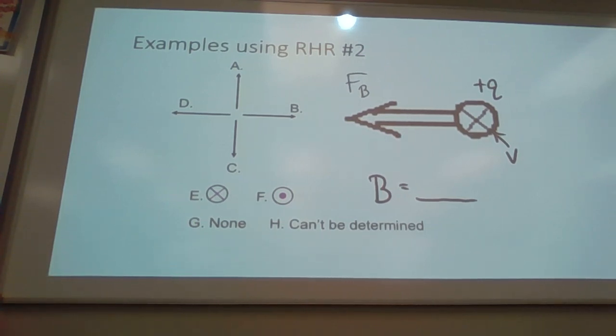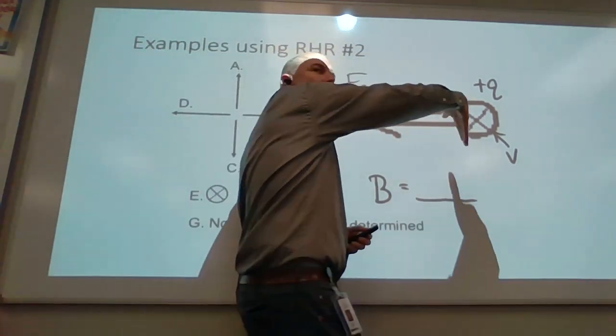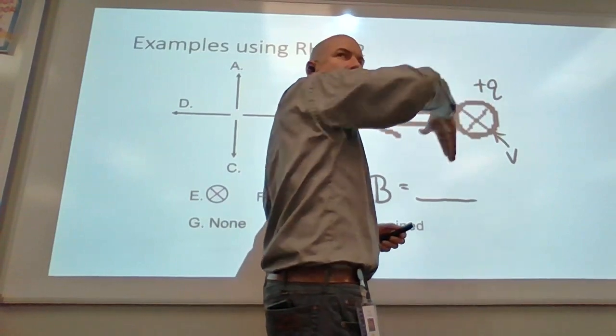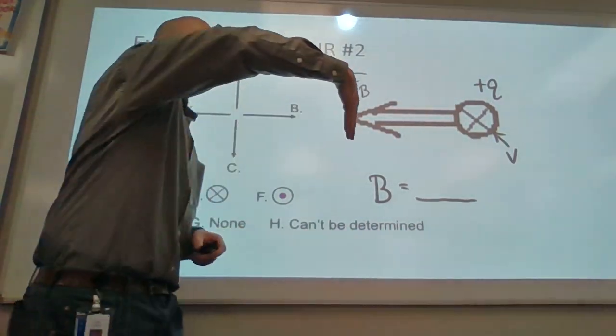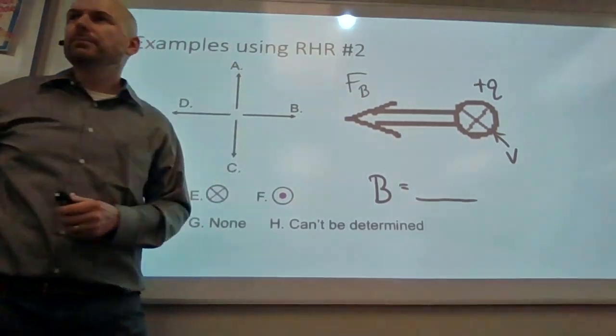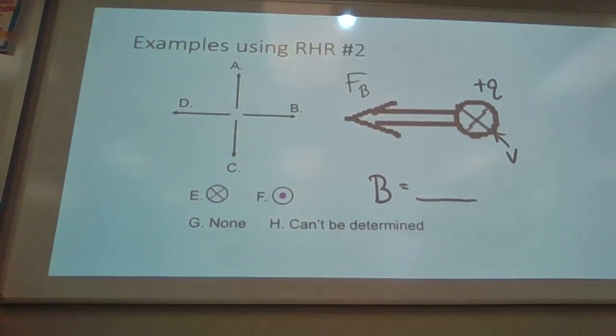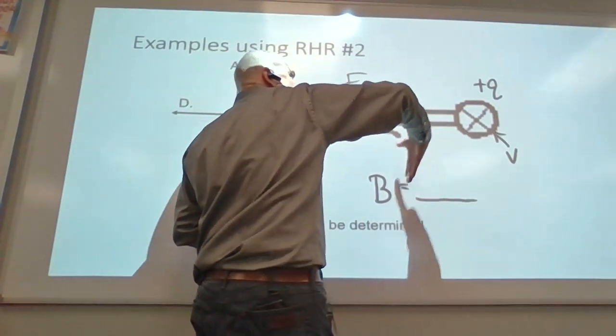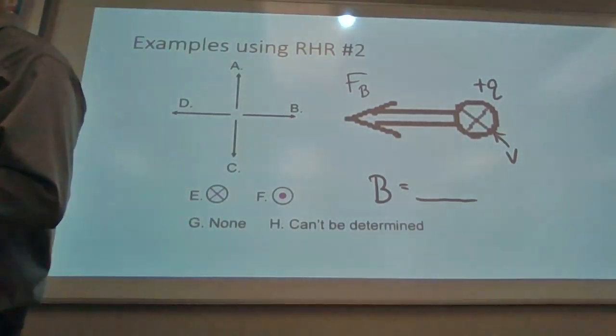Correct answer is C. Going down, here's your hand. Thumb goes in, velocity. Palm is your force. Fingers are going down. Thumb's going in, velocity. Oh, that's the force. I'm sorry, I misread that.